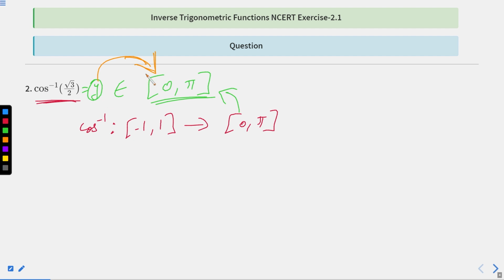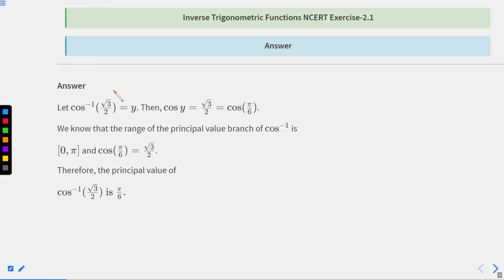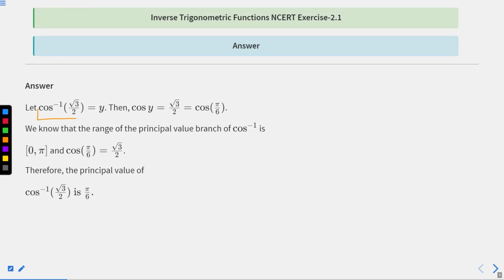So let's see the solution. First of all, just write the expression equal to y, then write cos y is equal to root 3 by 2. If you recall, this is the value of cos pi by 6. Now from this we can say y is equal to pi by 6.